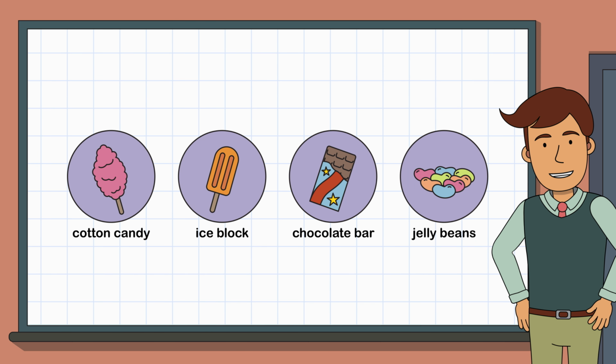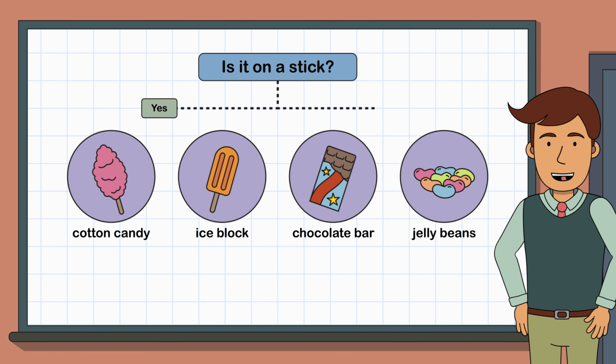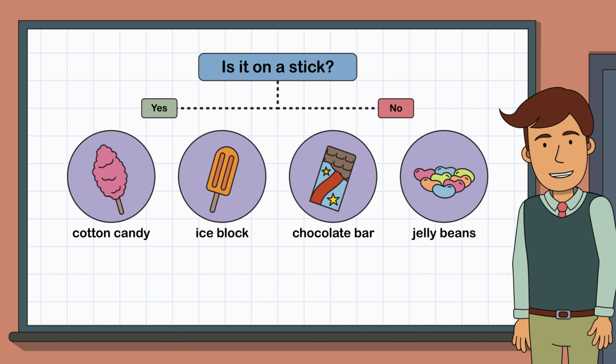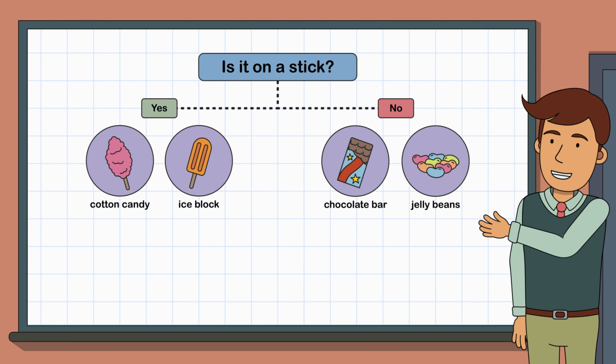So I'm going to start my classification key with the question, is it on a stick? I would then draw a line to the left with the word yes and a line to the right with the word no. So our ice block and the cotton candy would be placed on the left of our key, and the chocolate bar and jelly beans would be placed on the right.